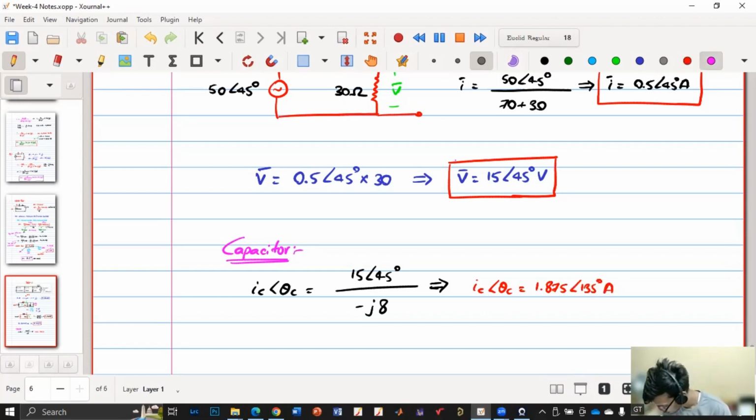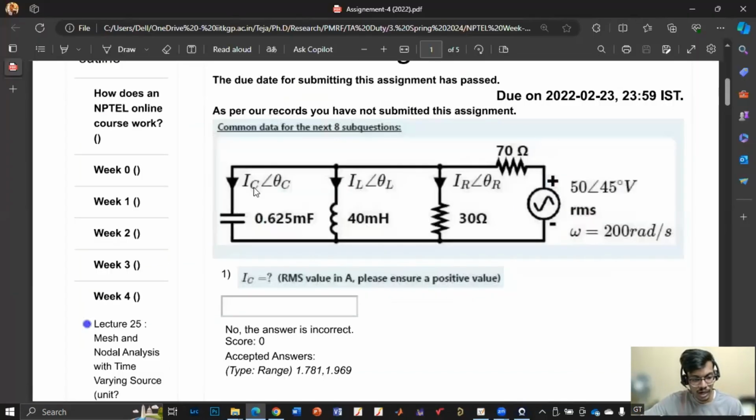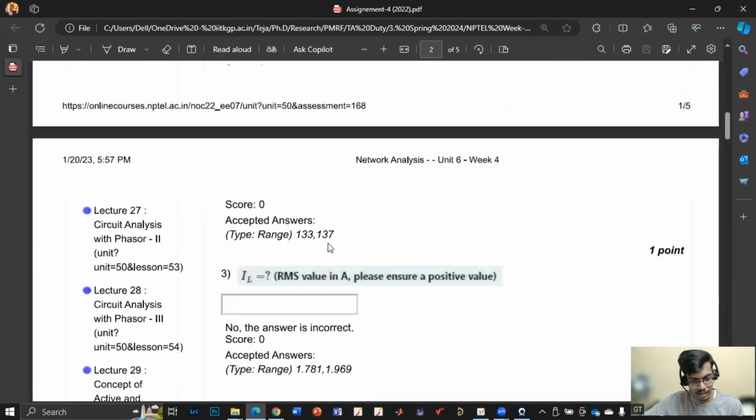So this is my IC angle theta C. If you make a mistake, kindly check your calculation. This is what you will be getting. So I'll go back and see whether I'm getting the correct answer. IC is 1.875, and theta C is 135 degrees.